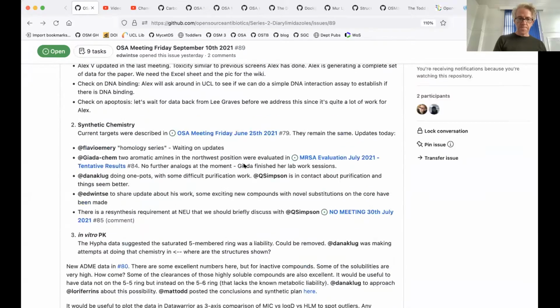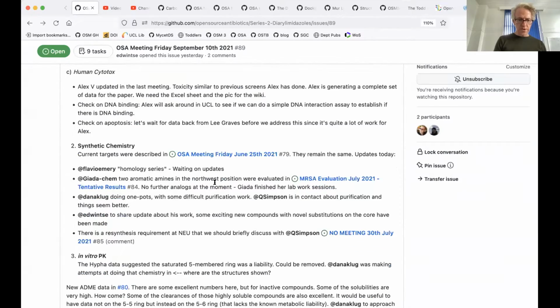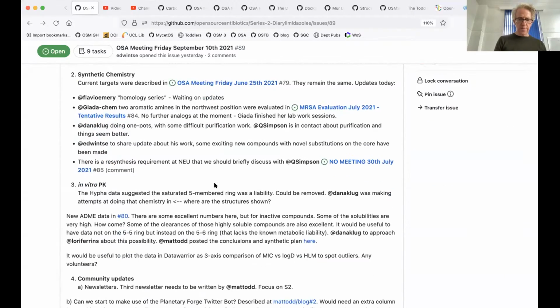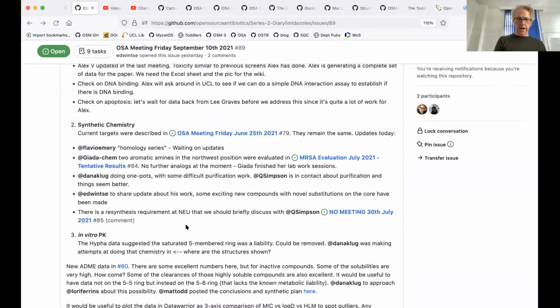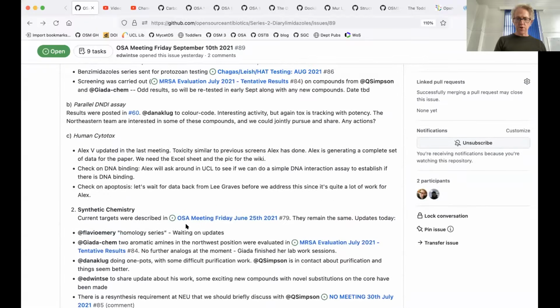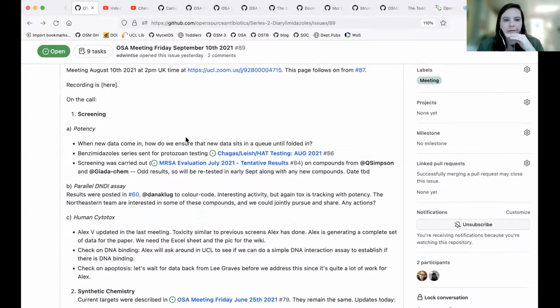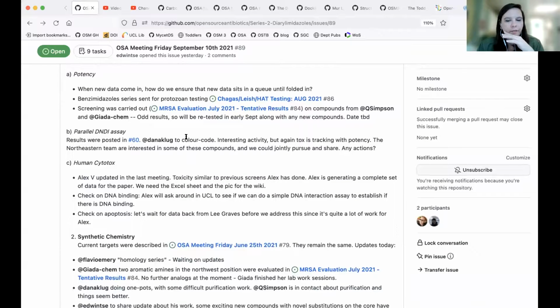Okay, so I think we dealt with all the synthetic chemistry stuff. We have not much more to do with the ADME stuff. As I understand it, Dana, Alex is finishing off her table of tox data, but is away at the moment. Yeah, she's on leave. I think she's just on holiday. She said she's back at the end of the month, so I'll reconnect with her then and try and see if there's an update. Okay, great.